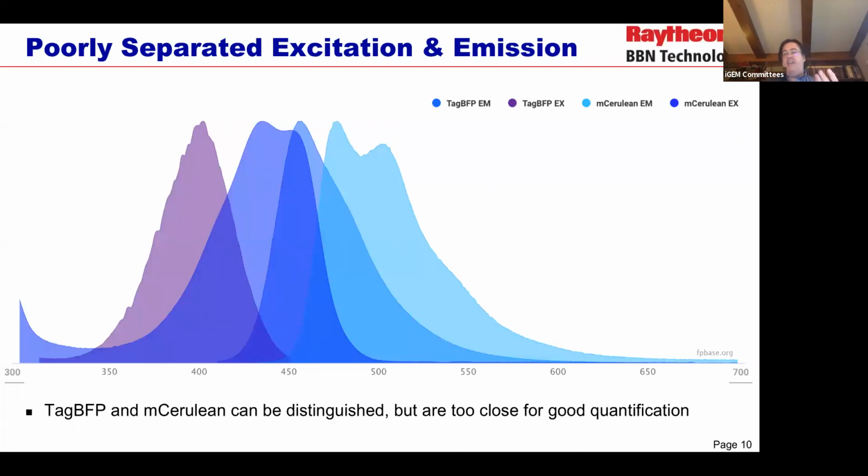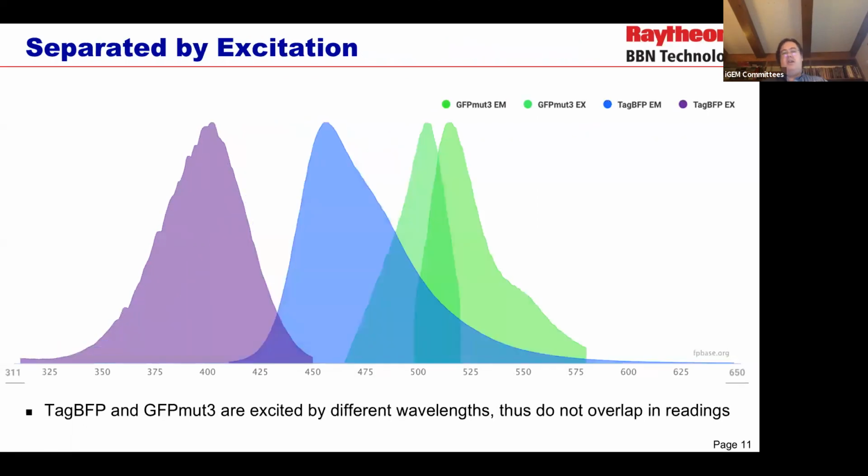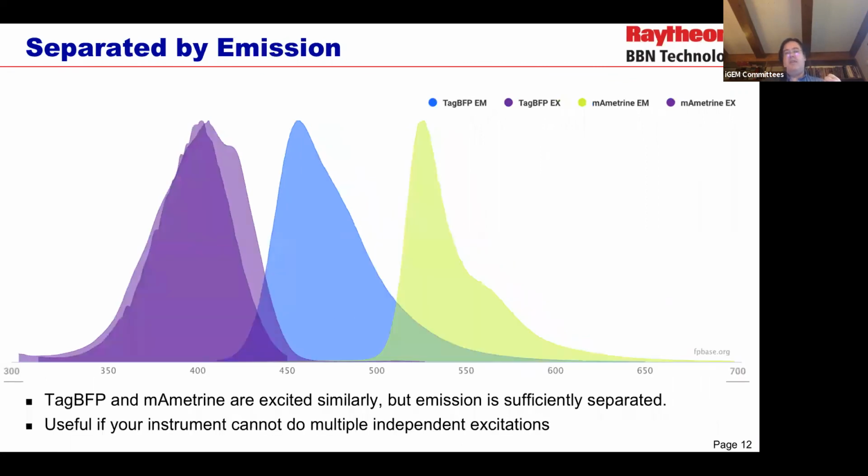We can fix this by choosing things that separate either the excitation or the emission. The most typical thing that we do is to separate by excitation. GFP mut3 and tag BFP just don't have anything in common in their excitation. So if you hit this with a narrow beam of light over here, you'll get no green. If you hit this with a narrow beam of light over here, you'll get no blue. This is the most typical, and what we most strongly recommend is separating by excitation when possible.